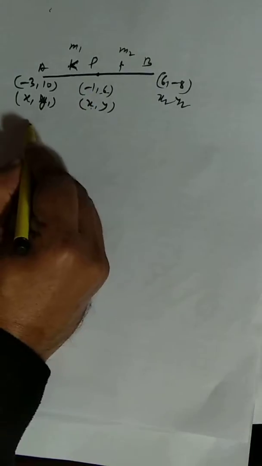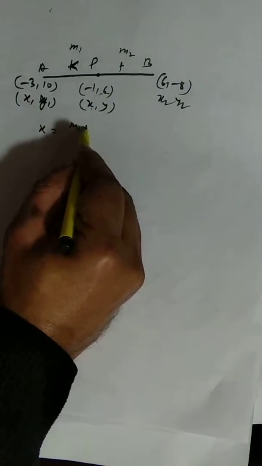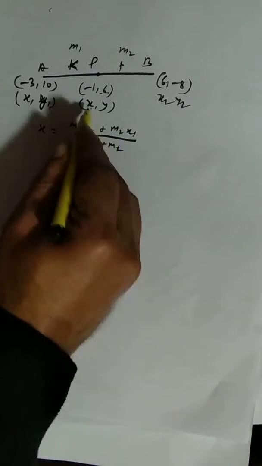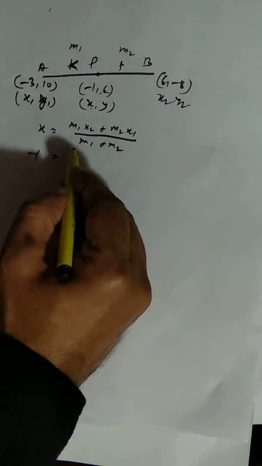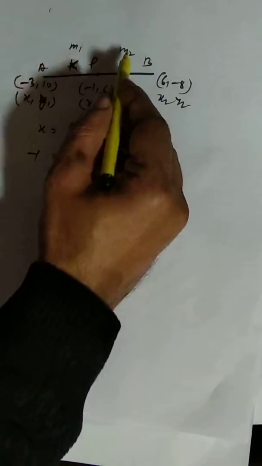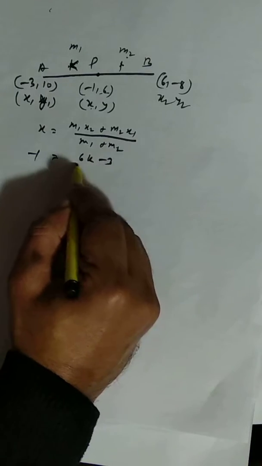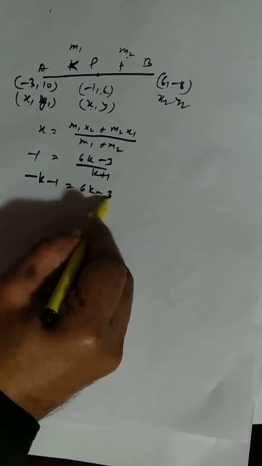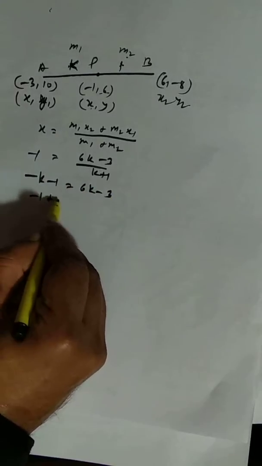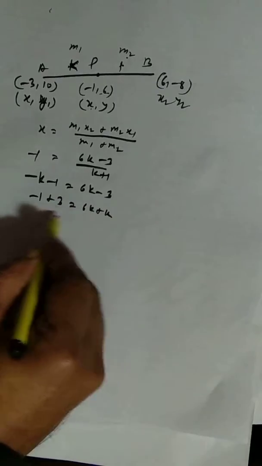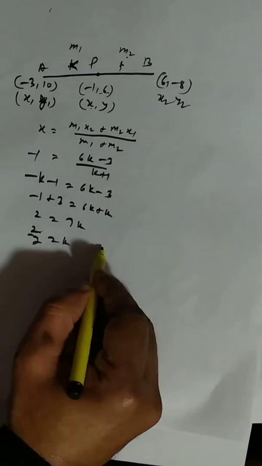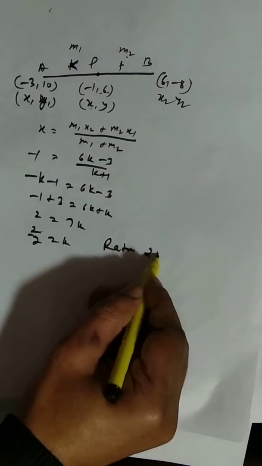Suppose I use x. So I'll write the formula. X equals m1 x2 plus m2 x1 upon m1 plus m2. X is minus 1. M1 is k into 6, that is 6k. M2 into x1, that is minus 3, upon k plus 1. Now simplify. Minus k minus 1 is equal to 6k minus 3. So minus 1 plus 3 is equal to 6k plus k. So 2 is equal to 7k. 2 upon 7 is equal to k. So the required ratio is 2 is to 7.